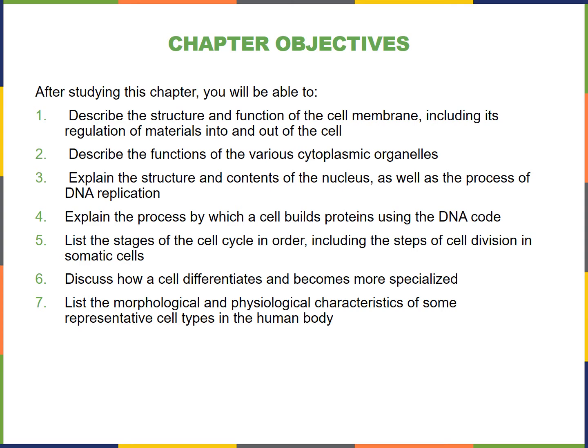Explain the process by which a cell builds proteins using the DNA code. List the stages of the cell cycle in order, including the steps of cell division in somatic cells. Discuss how a cell differentiates and becomes more specialized. List the morphological and physiological characteristics of some representative cell types in the human body.